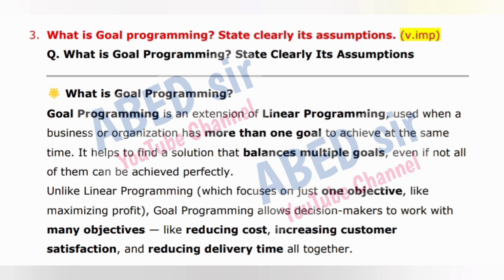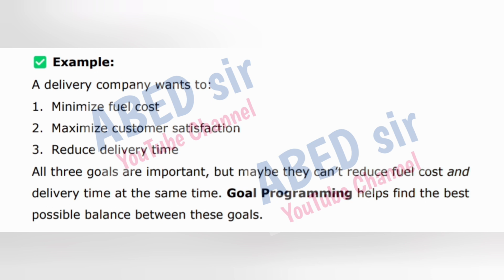Unlike linear programming, which focuses on just one objective, like maximizing profit, goal programming allows decision-makers to work with many objectives, like reducing cost, increasing customer satisfaction, and reducing delivery time altogether. Example: a delivery company wants to 1. Minimize fuel cost. 2. Maximize customer satisfaction. 3. Reduce delivery time. All three goals are important, but maybe they can't reduce fuel cost and delivery time at the same time.